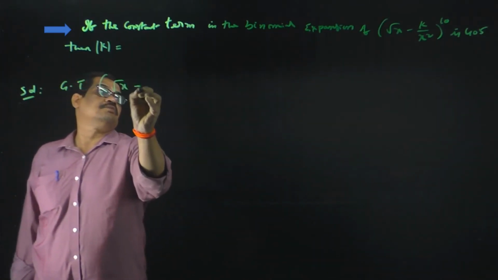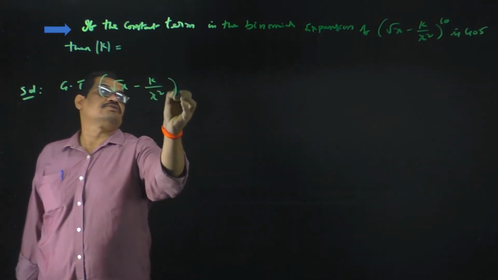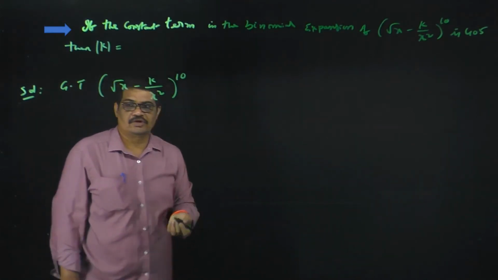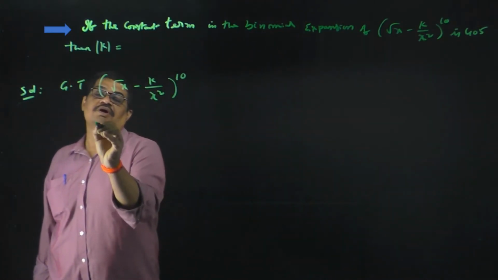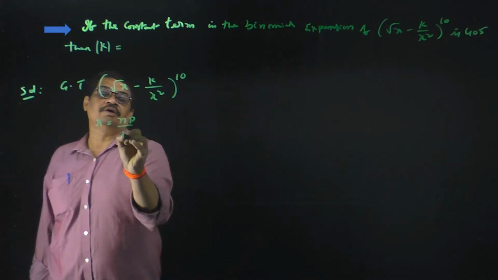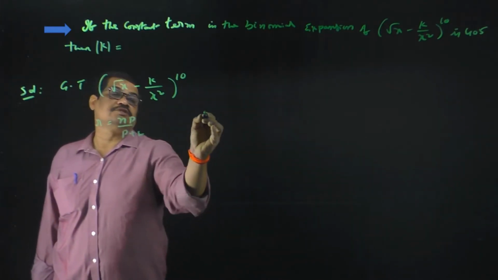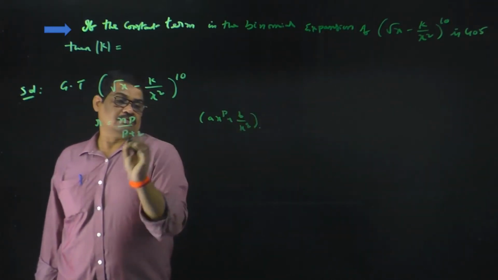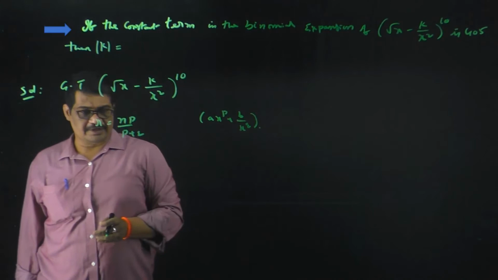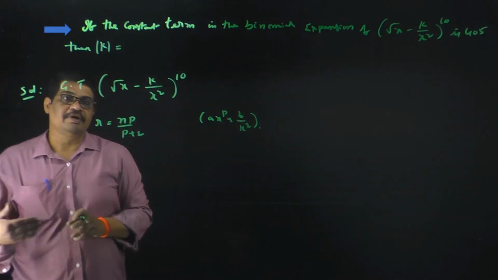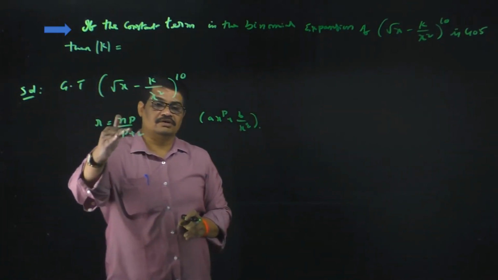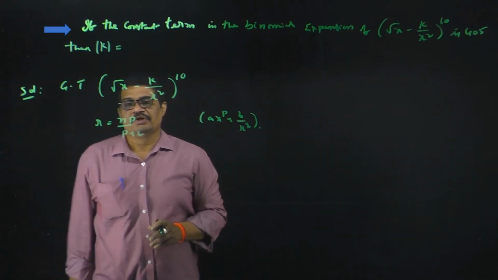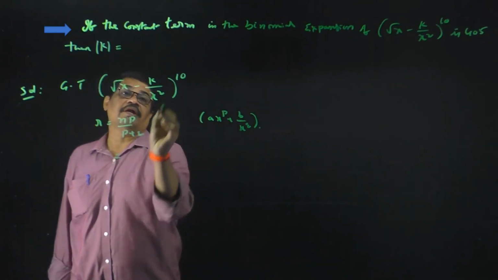The given expression is (root x minus k by x squared) to the power of 10. Now we write the constant term. For the constant term, what is r? The formula for r is np by p plus q. If the term is ax to the power p plus b by x to the power q, then for the independent term of x, or constant term, r is equal to np by p plus q. Here n is 10.